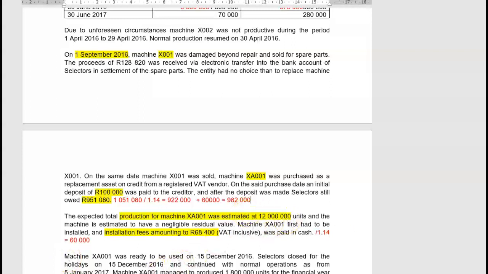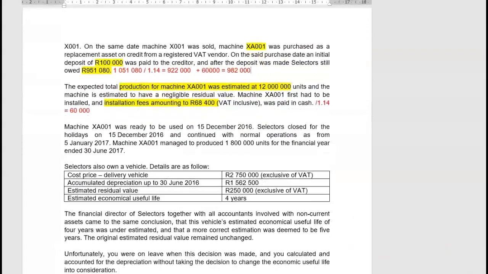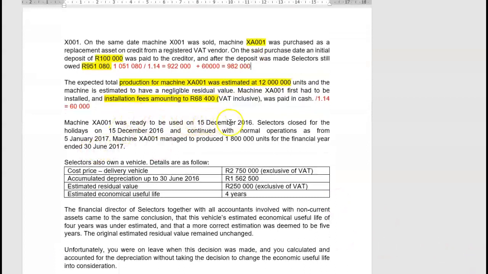This is our estimated total production. So machine XA001 was ready to be used. Selectors closed for the holidays between 15 December and then started again on 5 January. Machine XA001 managed to produce 1.8 million units. Now that is what we're interested in. We want to see how many units it actually produced for the financial year up to 30 June 2017.